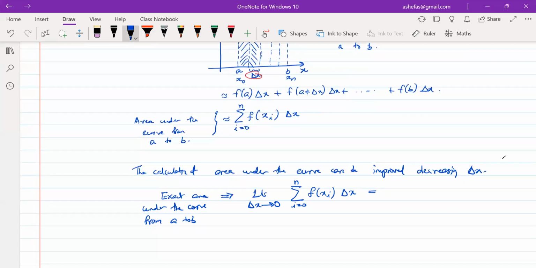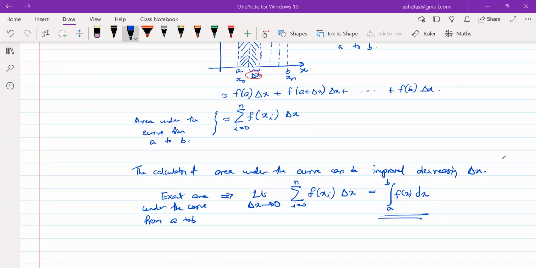Now this summation is nothing but integration. So this summation is represented as the integral from a to b of f of x dx. So this is the meaning of integration. So integration is nothing but a summation.